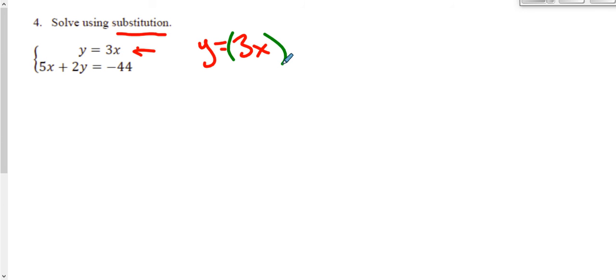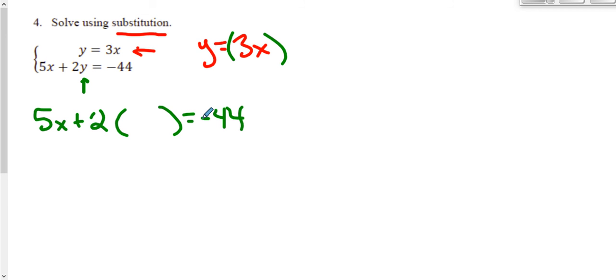The next thing I'm going to have to do is take this 3x, the thing I know y is equal to, and plug it into the other function everywhere I see the letter y. So I'm going to rewrite the second function, 5x plus 2 times y equals negative 44, but I'm going to plug in the y value that I have from my top equation, which is 3x, not 2x. Let's try that again, 3x. Now, this is my plug-in step, which means I'm ready to go ahead and solve for the remaining variable in this equation, which is the variable x.